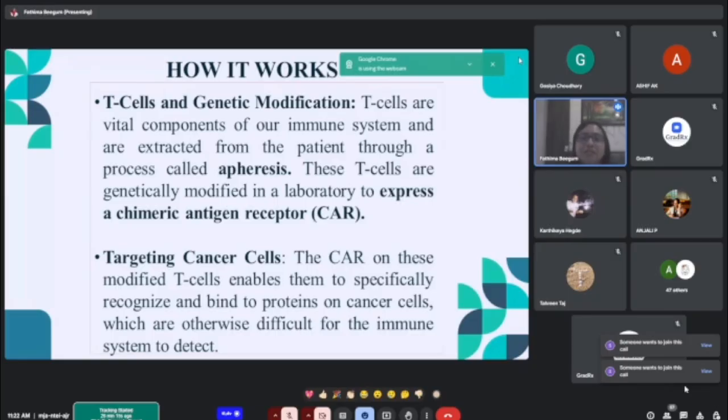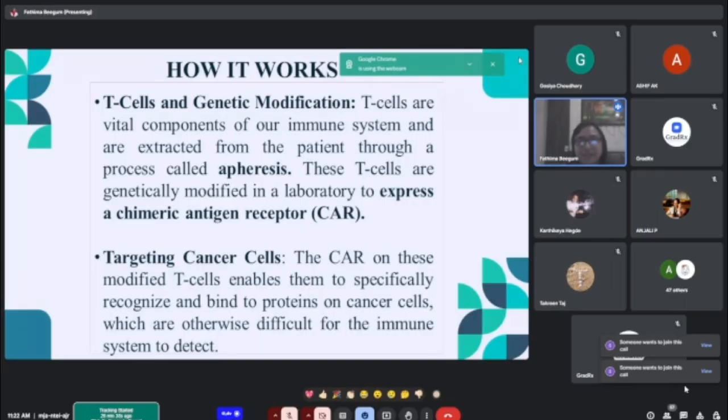It's nothing but the process of collecting the blood cells from the patients. We will separate the cells and then reinfuse the blood back to the patients. So leukocytes, T cells are separated, and this T cell is taken, and the next step is modification of the T cells.